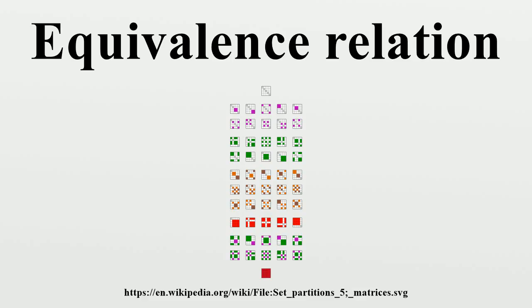Partition. A partition of X is a set P of non-empty subsets of X, such that every element of X is an element of a single element of P. Each element of P is a cell of the partition. Moreover, the elements of P are pairwise disjoint and their union is X.